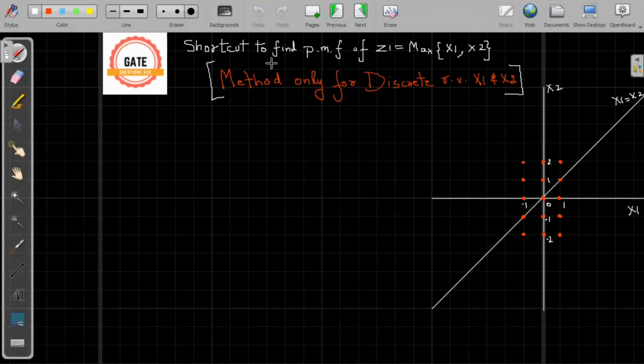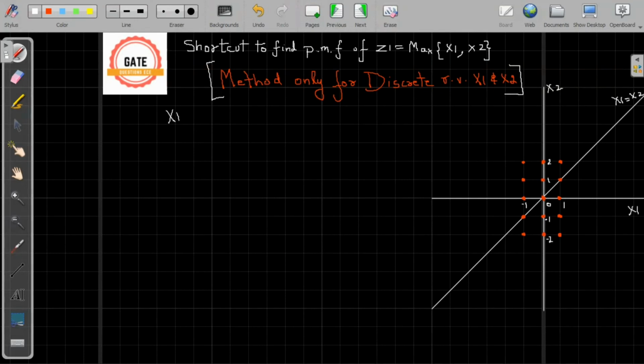So now I will give you the shortcut method to find the Pmf of Z1. Note this method is valid only if the random variables x1 and x2 are discrete random variables. For continuous random variables, if x1 and x2 are continuous random variables, this method is not valid. So let's see what's the shortcut method.